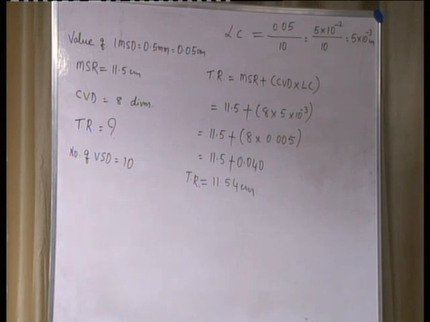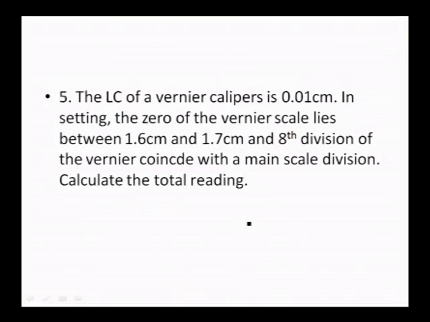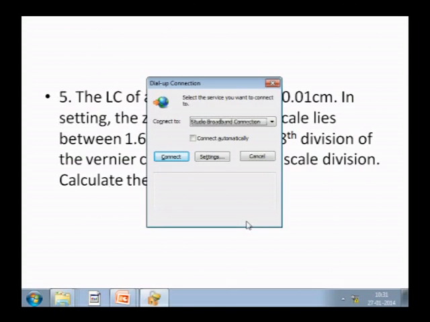So, in this way you can find the length of the given object. So, now let us move on to the next problem. The least count of a vernier calipers given is 0.01 centimeter. So, here directly least count is given. So, what is given? You just collect from the given problem. The least count of the given calipers is 0.01 centimeter. In setting, the 0 of the vernier scale lies between 1.6 and 1.7 centimeter.